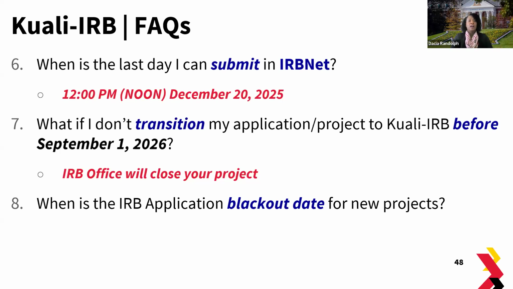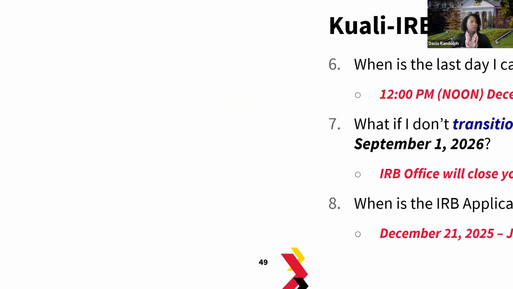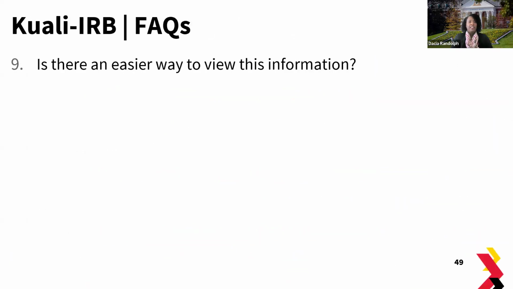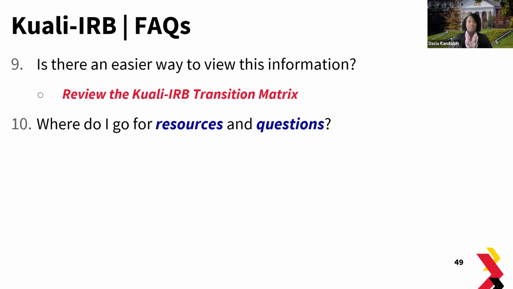All right, when is the IRB application blackout date for new projects? And again, it's that 2-week time frame of December 21st through January 4th of 2026. All right, is there an easier way to view this information? So as I've mentioned, yes, you can review the Kuali-IRB transition matrix that I've provided. And again, I'll provide the link to the webpage on the Division of Research's website.